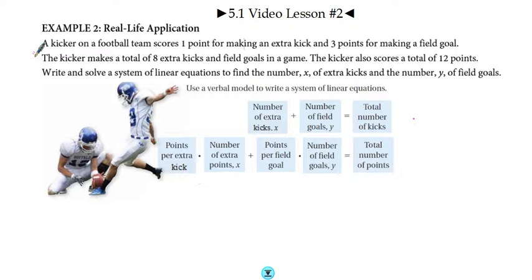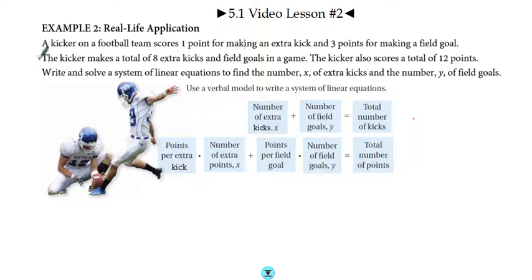So I'm going to read this story to you one more time. It says, a kicker on a football team scores 1 point for making an extra kick and 3 points for making a field goal. The kicker makes a total of 8 extra kicks and field goals in a game. The kicker also scores a total of 12 points. Write and solve a system of linear equations to find the number x of extra kicks and the number y of field goals.